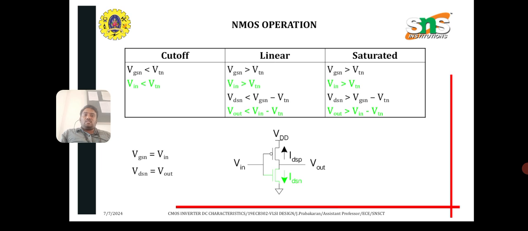In the cutoff region, VGSN is less than VTN. In the linear region, VGSN is greater than VTN, whereas VDSN is less than VGSN minus VTN. In the saturated region, VGSN is greater than VTN and VDSN is greater than VGSN minus VTN. NMOS operation: VGSN equals Vin, VDSN equals Vout. You can see the diagram.